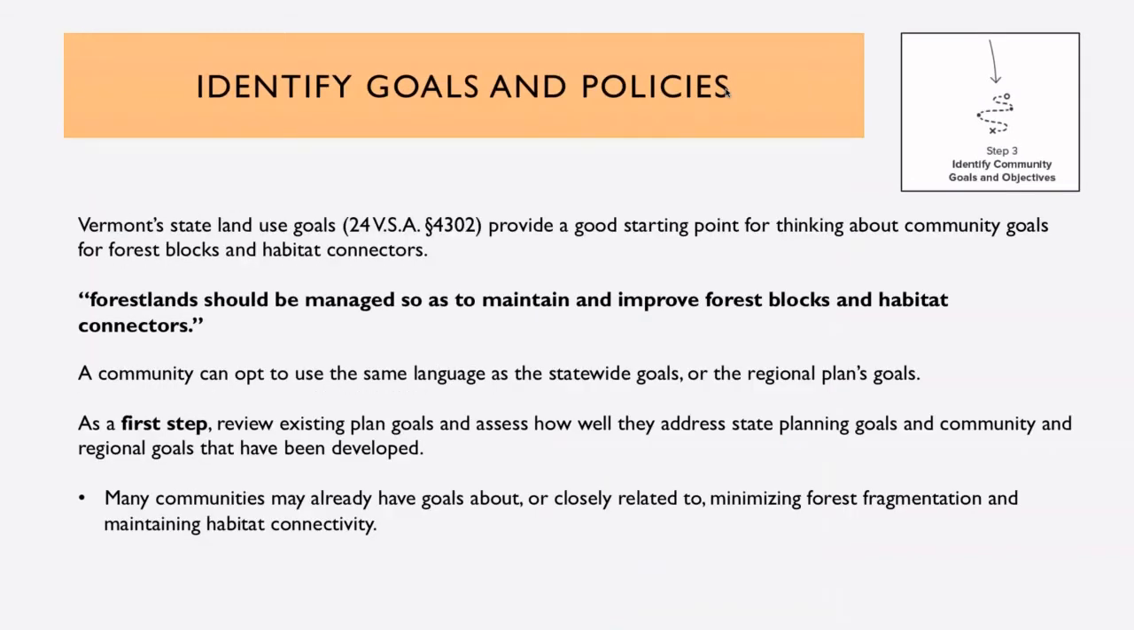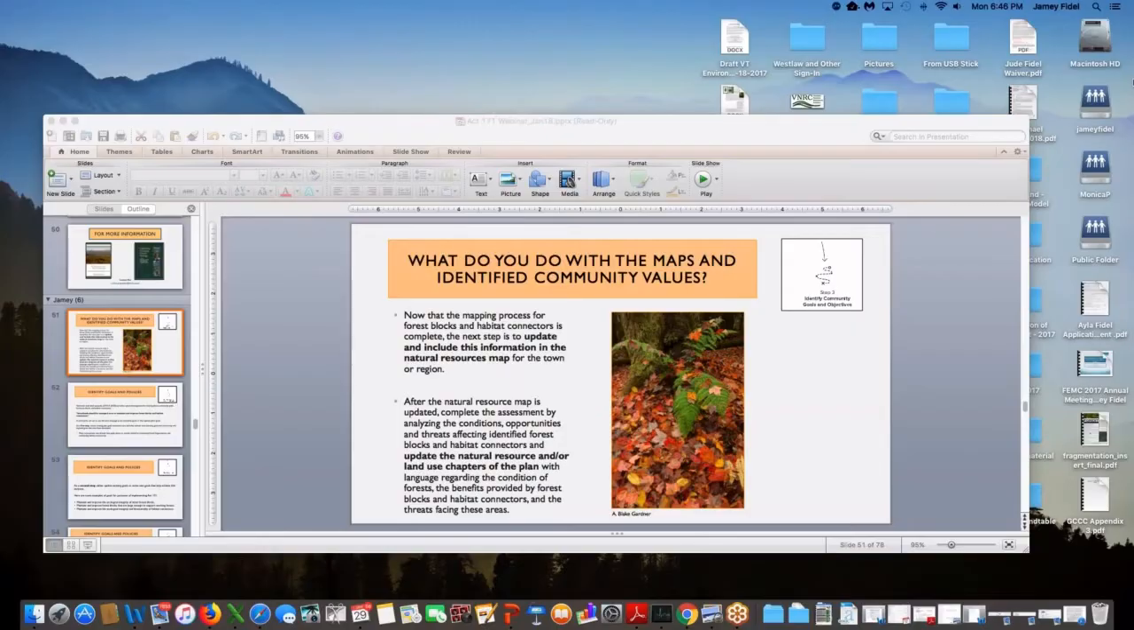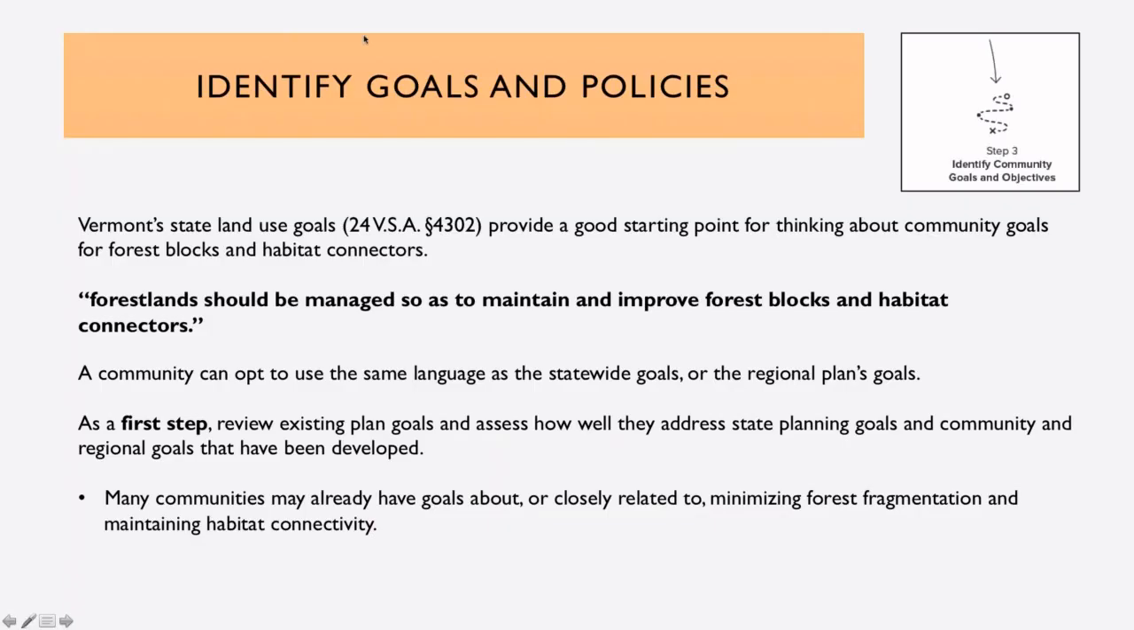Okay, so then the next step is to identify goals and policies. And Vermont's state land use goals provide a good starting point for thinking about this step. So I highlighted before the overall state goal that's been added here, that forest land should be managed so as to maintain and improve forest blocks and habitat connectors. And so a community, your community or your region, can opt to use this same language as a goal for either the town plan or a regional plan. And so just wanted to let you know that you can use this existing language.